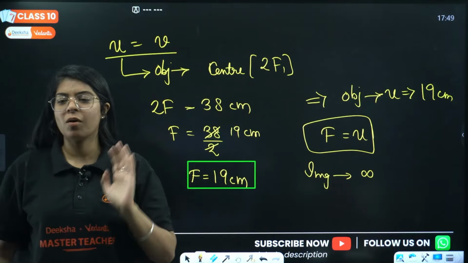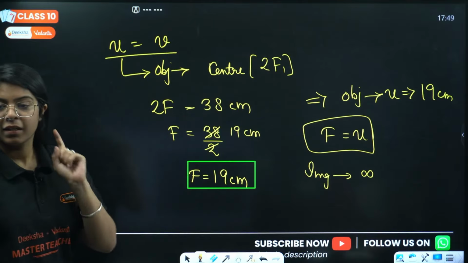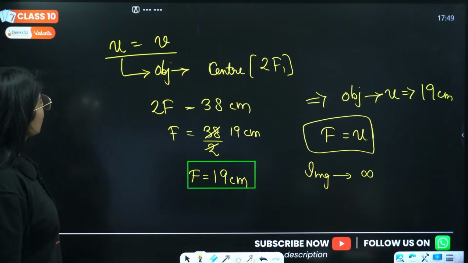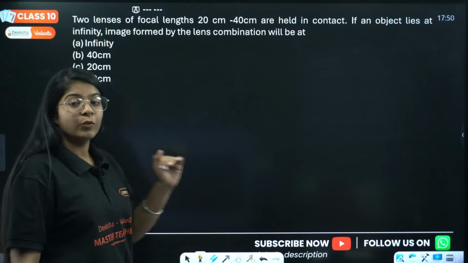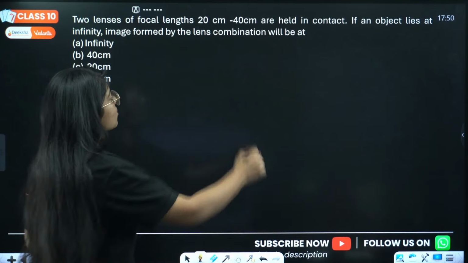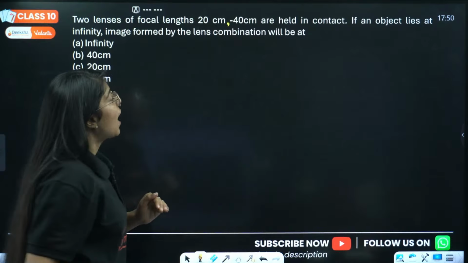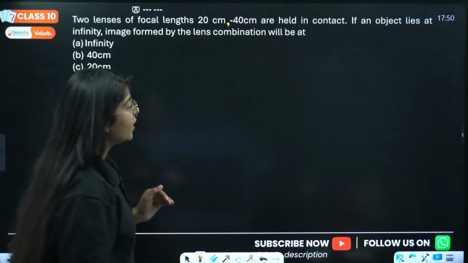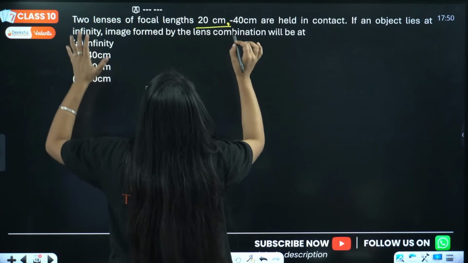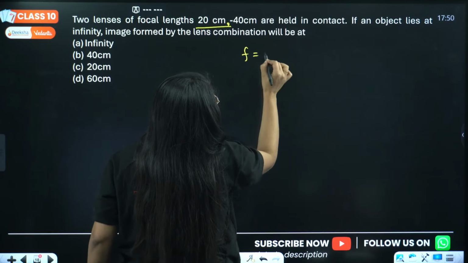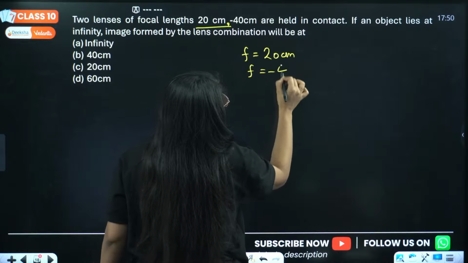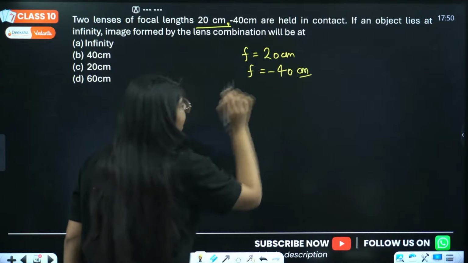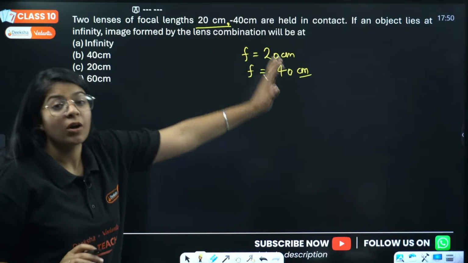Very good. Image formed at infinity. Right, Karan? Okay. Let's move on to the next question. Next question says, two lenses of focal length 20 centimeter and minus 40 centimeter are held in contact. So we have a lens which has focal length 20 centimeter and another with focal length minus 40 centimeter. Understood? These are held in contact.